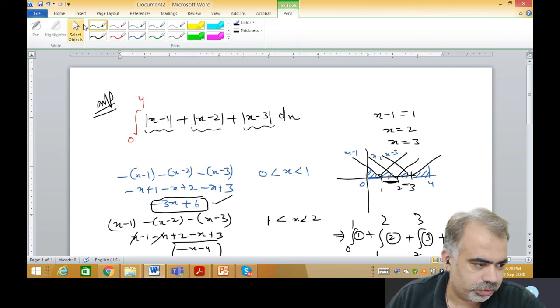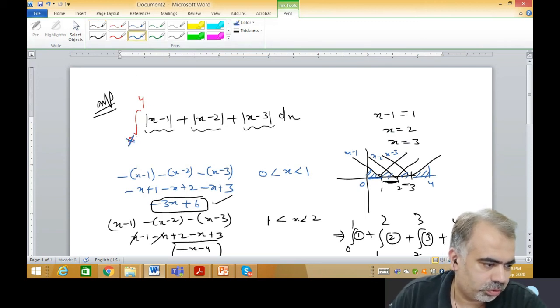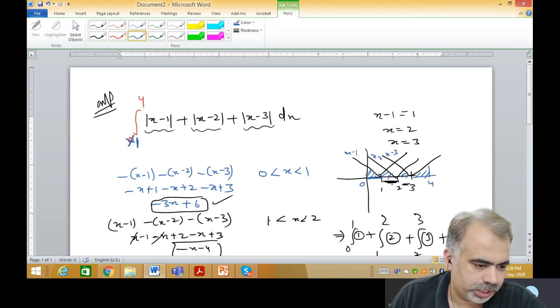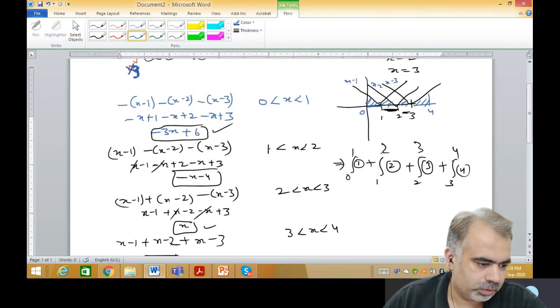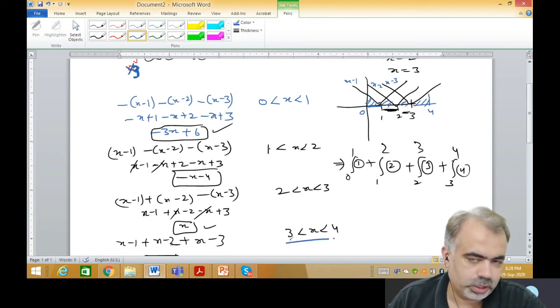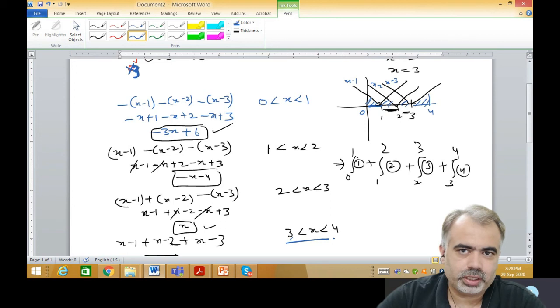Another change: if this question is asked to you, let us suppose from 1 to 4, then you need not take 0 to 1; you have to take it from 1 to 2, then 2 to 3, and 3 to 4. Or if somebody asks you only from 3 to 4, then you have to just shade 3 to 4. You need not do anything else. You have to solve 3 to 4. So I hope you understand this question.